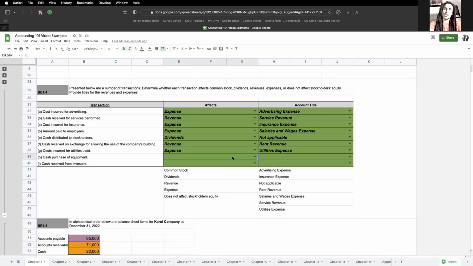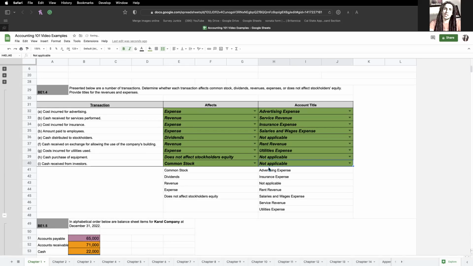Cash purchase of equipment, that does not affect stockholders' equity at all. And because it doesn't affect it, the account title as it relates to revenues and expenses is not applicable. Finally, cash received from investors, this is considered common stock. And because common stock is not a revenue that is earned by the company, that is not applicable.